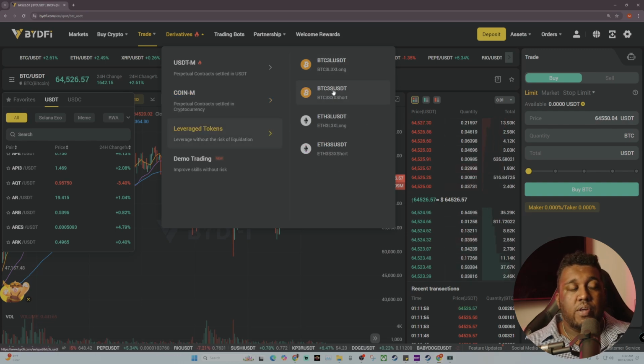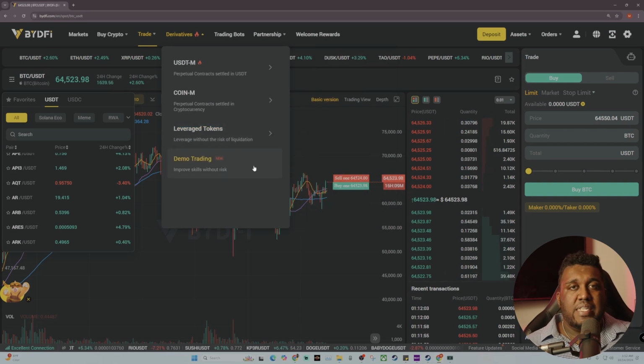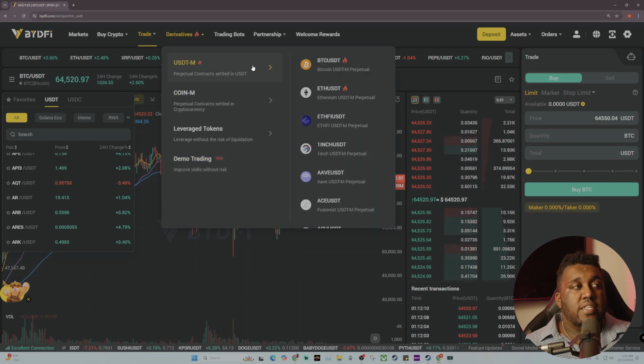Leverage tokens, we just talked about this a few seconds ago. Bitcoin 3x long, Bitcoin 3x short. Same with Ethereum here. And then demo trading. Demo trading is basically just trading with fake money. That way you guys can learn while not risking your own capital. So we're going to hit USDT-M.